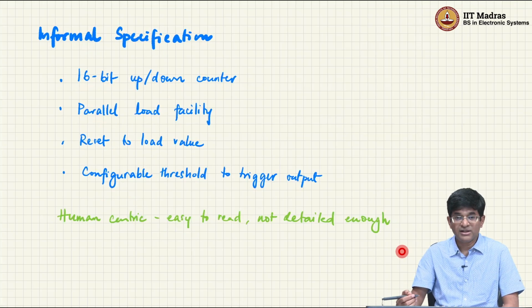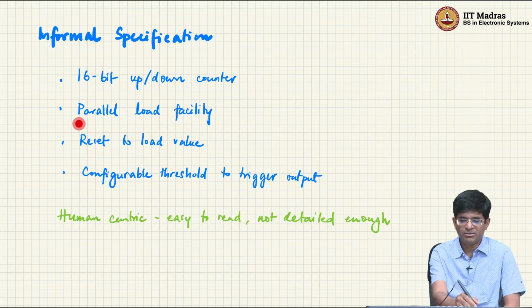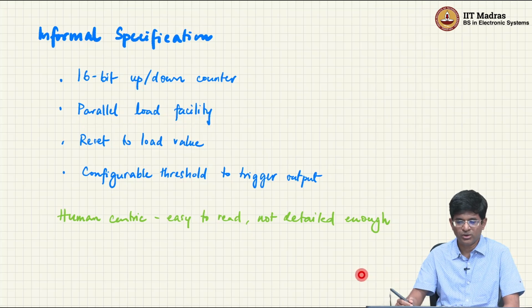So we start with an informal specification. Somebody comes and tells me, I want a 16-bit up-down counter. Now, where might you see such a thing? From the embedded systems or embedded C programming course, you are probably aware of timers. And what do timers do? They basically either count up or they count down, and you have the ability to parallelly load a value into the counter, which is maybe the starting point of the counter.